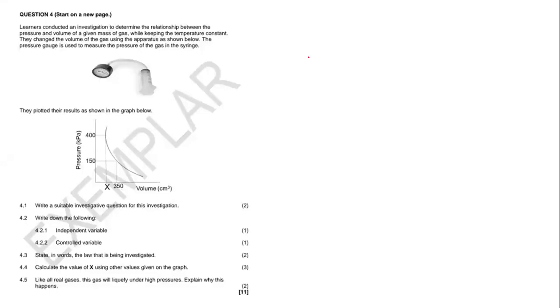Right, let us continue to question number 4.4. So now 4.4, it reads as follows. They say to us, calculate the value of x using other values given on the graph. We know we can use Boyle's law here.